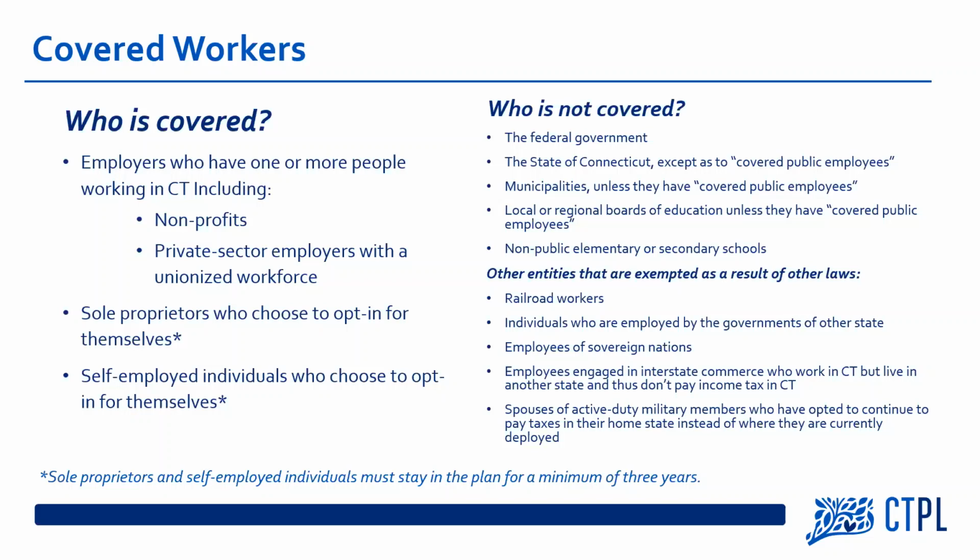If you choose to opt in, you do have to stay in the program for a minimum of 3 years, but everything else remains the same as it would for any other contributing employee. So the contribution would be 0.5% of self-employment earnings, and that individual would be able to apply for benefits just as anyone else who is contributing to the program can. We do have some exclusions, and that includes employees of the federal government, state of Connecticut employees, except as to covered public employees, which we'll address in just a moment what that means.